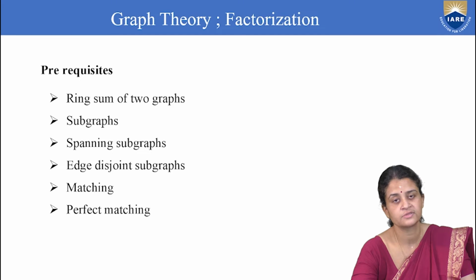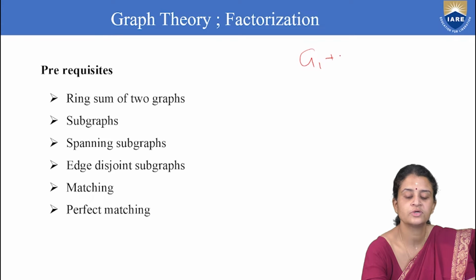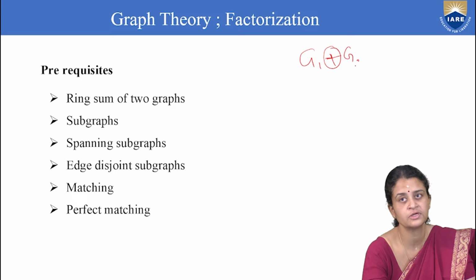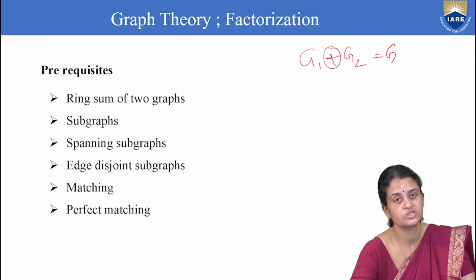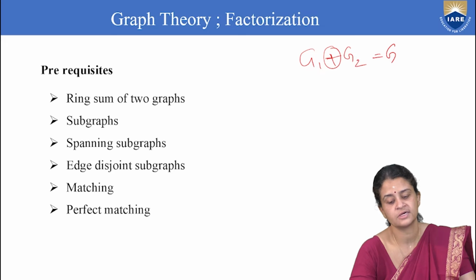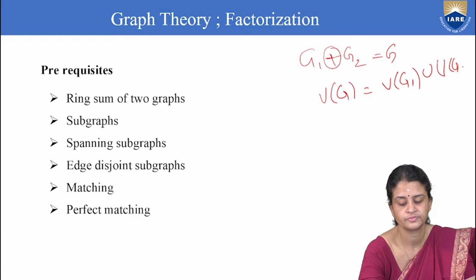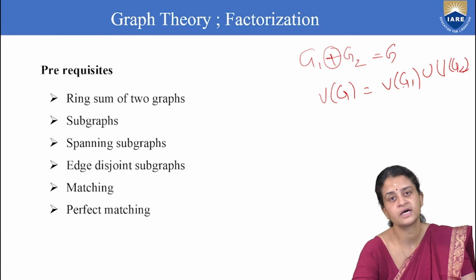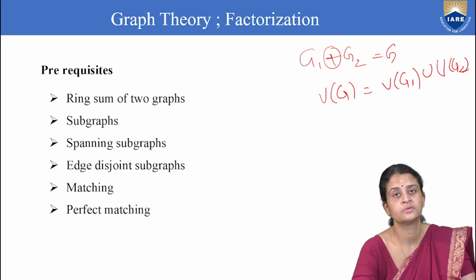Ring sum of two graphs. G1 and G2 are two graphs, then we write the ring sum of the graphs as G1 ring sum G2 equal to G. This G has the property that the vertex set of G means the vertex set of G1 union the vertex set of G2, and the edge set of G means edges in either G1 or G2 but not in both.